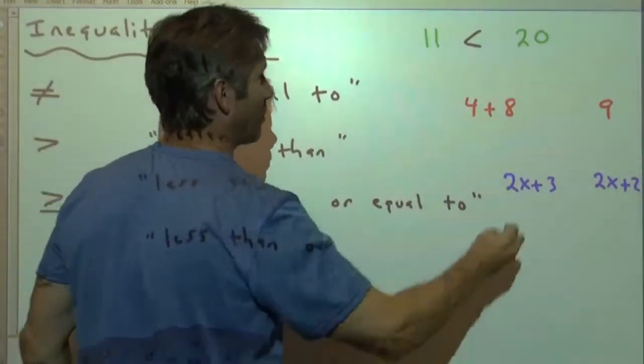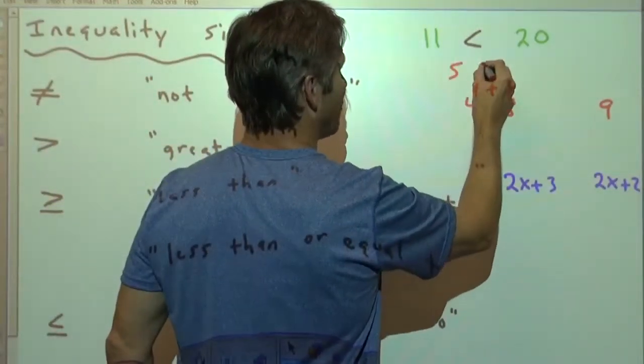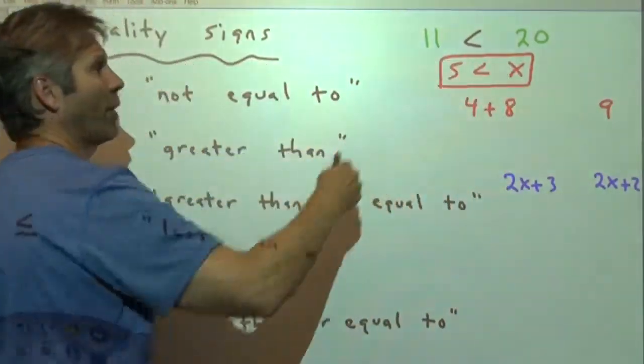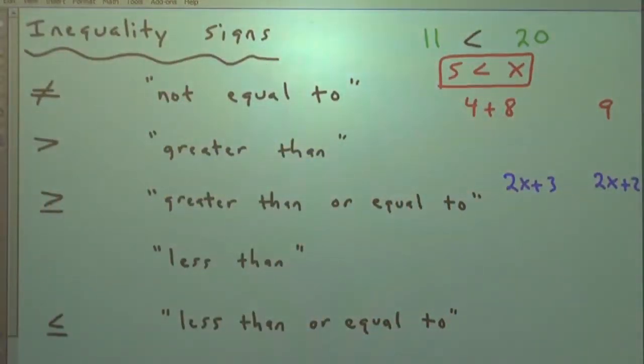That comes into play later when we're going to start to say that 5 is less than x. We can go backwards and say that x is greater than 5. So be comfortable going both ways.